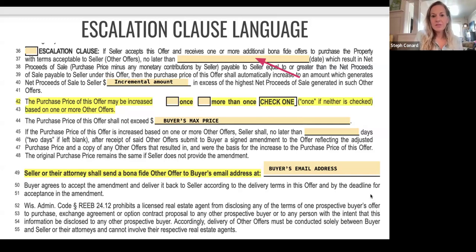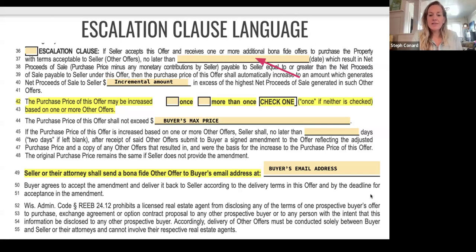So if the seller accepts this offer and receives one or more additional bona fide offers to purchase the property with terms acceptable to the seller, no later than, and we have to put a date in here. So the buyer is saying, yes, I'll match and raise my offer if you get another offer, but I'm going to put a timestamp on that. You can't get that offer a week from now. It's got to come in within the next 24 hours. So that might be a guideline that you use.